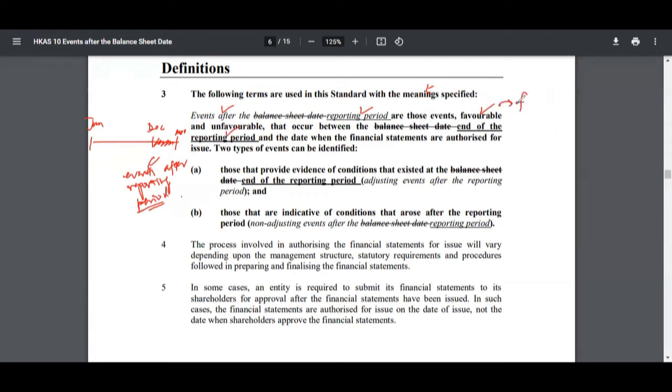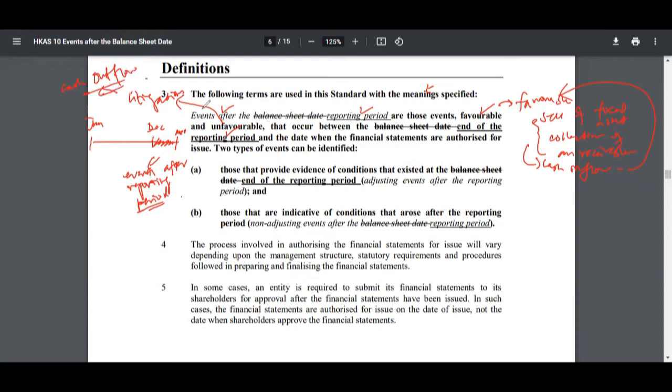An example of a favorable event could be selling off a fixed asset at a price, or collection of a receivable, because this is a cash inflow. Cash inflow, of course, is going to be favorable. There are unfavorable events, for example litigations. There was a lawsuit against the company, and the company ended up paying. The company has a liability, and that was a cash outflow. These are cash outflows.